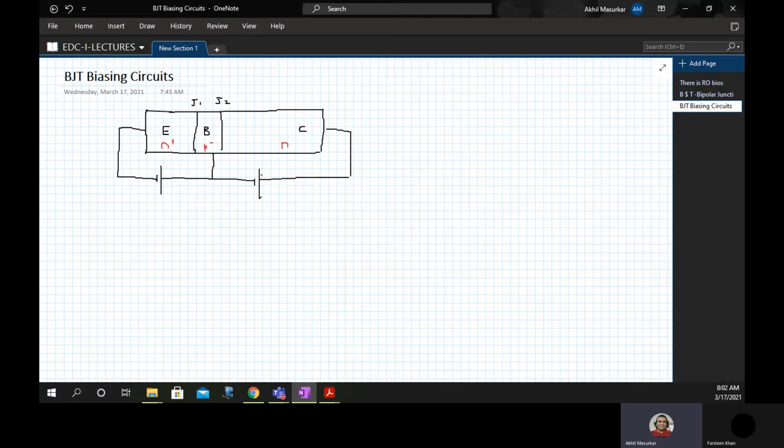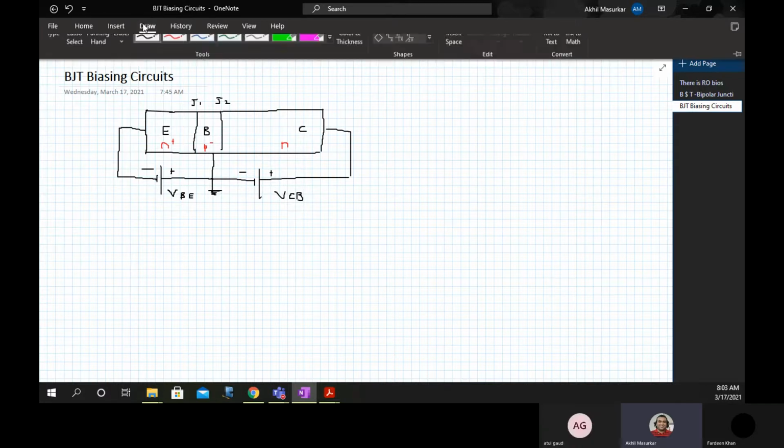This is the connection, plus and minus. This is going to be our VBE and this will be VCB. I told you the conventions of naming this. The one with the positive sign is connected to base, so I write B first and then E. In this case, the collector is connected to the positive, so I write collector first and then B.